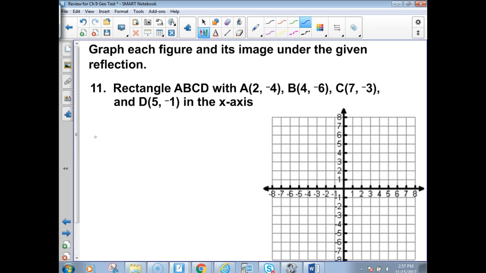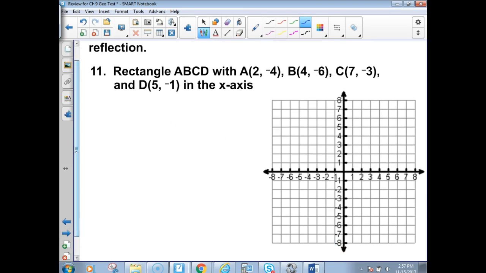All right, now it says to graph each figure and its image under the given reflection. All right, so we're going to go ahead and graph the points first. 2, -4. Label it A. 4, -6. Label everything B. Labels count on the test. 7, -3 is C. And then I forgot earlier today about D. I just saw the 3 and I went and thought triangle. To make sure you continue reading, there is another point D at 5, -1.